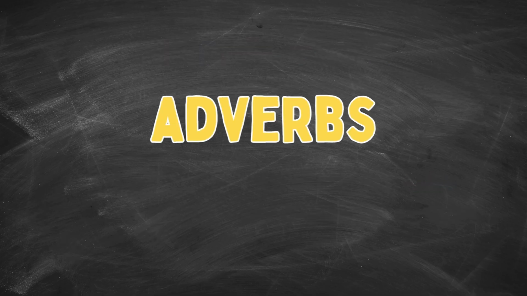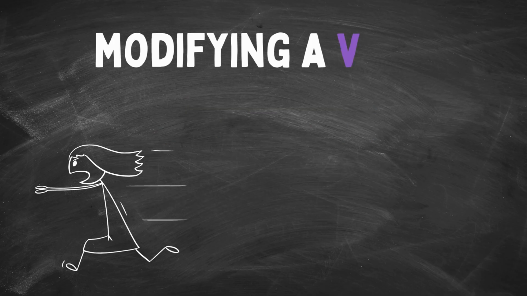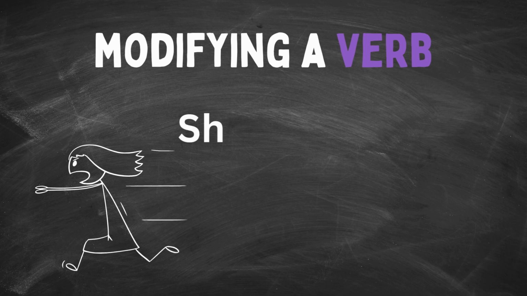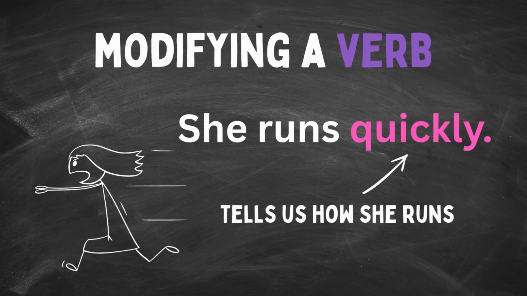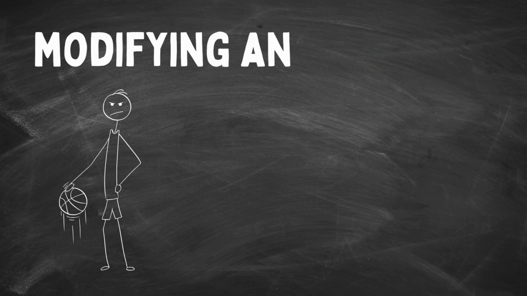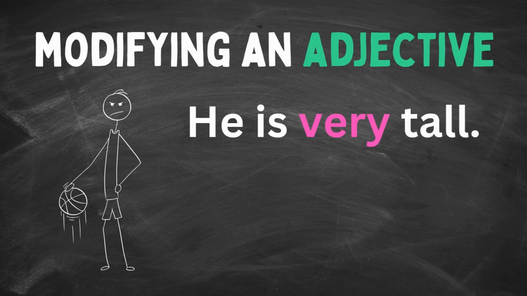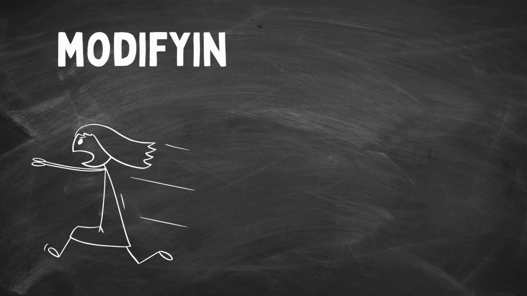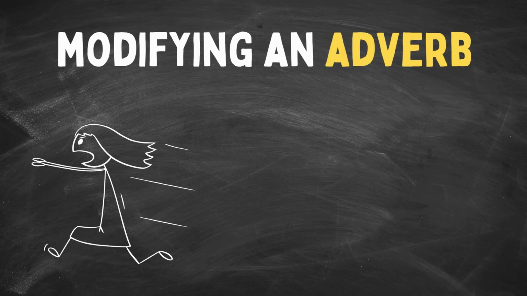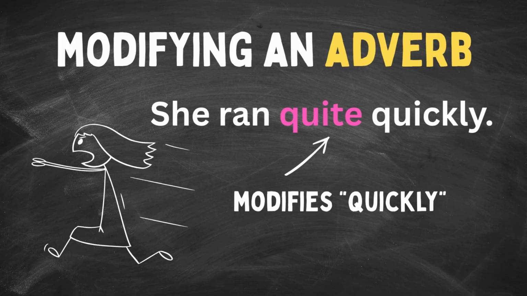Adverbs. They modify verbs, adjectives, or even other adverbs. Modifying a verb. For example, she runs quickly. Quickly tells us how she runs. Modifying an adjective. For example, he is very tall. Very intensifies tall. Modifying another adverb. For example, she ran quite quickly. Quite modifies quickly.